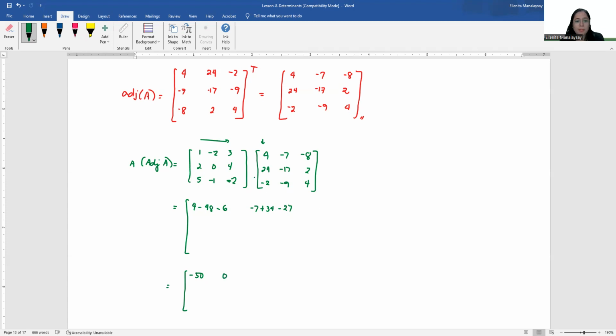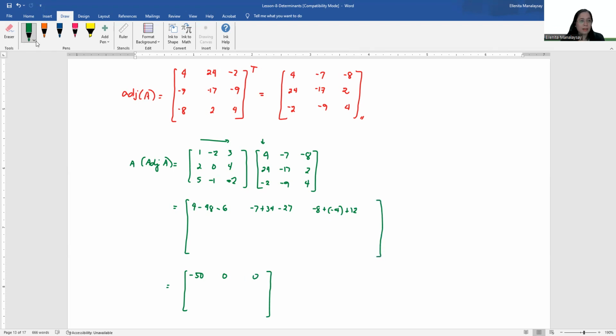That is 0. Next, first row, last column. 1 times -8 is -8 plus -2 times 2, that's -4. I'll just write -4 here. Plus 3 times 4 is 12. So -8 plus -4 is -12 plus 12. That is 0. So I might close this as well.